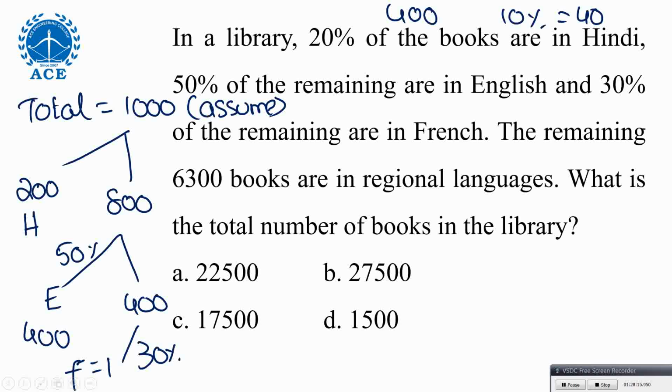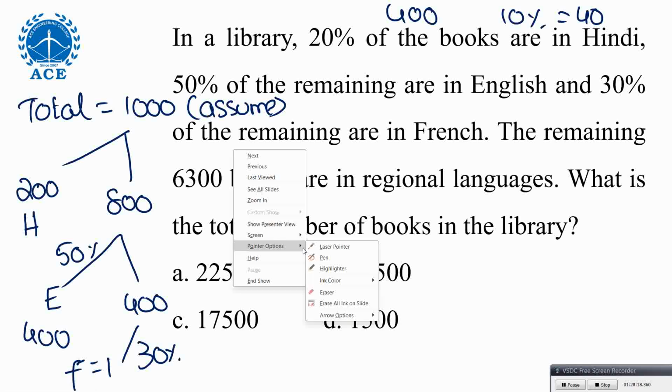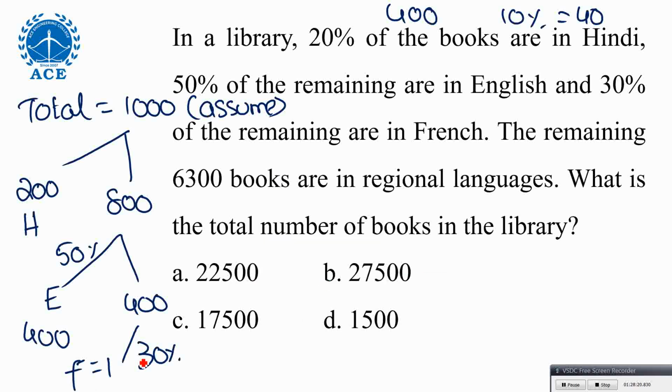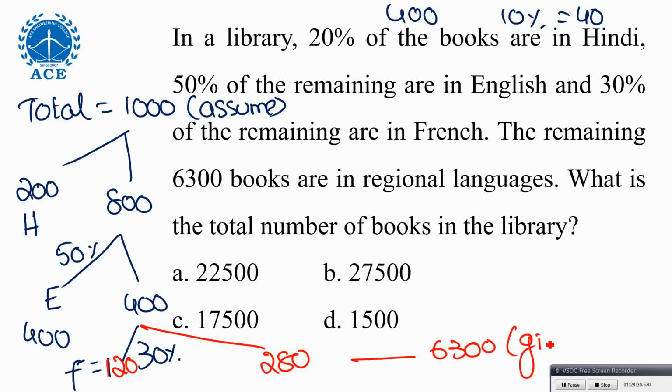Then what is left finally? Out of 400, 120 gone. Still 280 is there. But in the question they have given 6300. I have to relate these two. How is 280 related to 6300? Then the same factor I can apply here. Is it 10 times? 10 times gives how much? 2800 only.